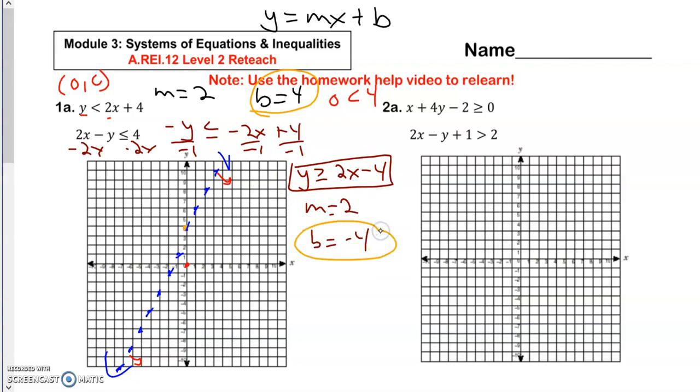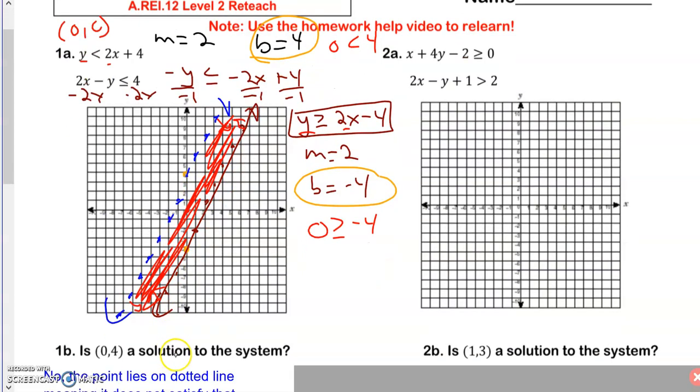I'm going to start at negative 4, which is right here. And I'm going to go up 2 and to my right. And I'm going to continue that all the way to the top of the line. I notice that this one, unlike the last one, had an equal to, so that means I'm going to draw in a solid line. Again, my favorite point is still 0, 0, so I'm going to plug that in, and I have 0 is greater than or equal to negative 4, which is true. So I'm going to be shading in the middle, which is right here. And that's my answer.